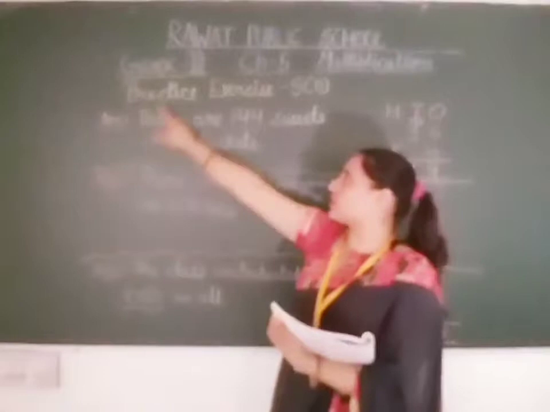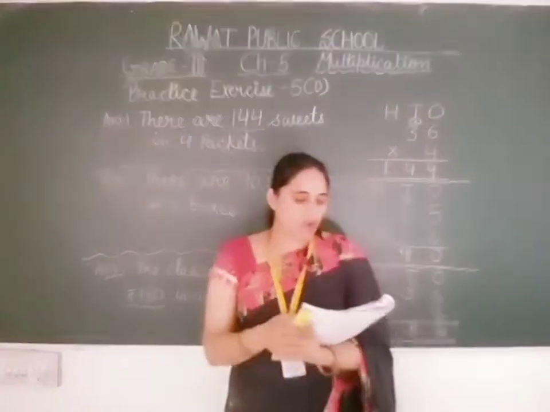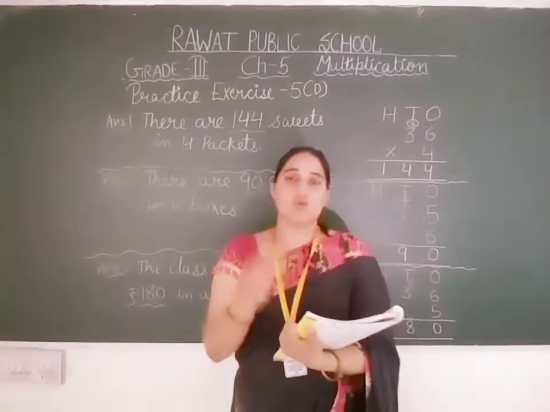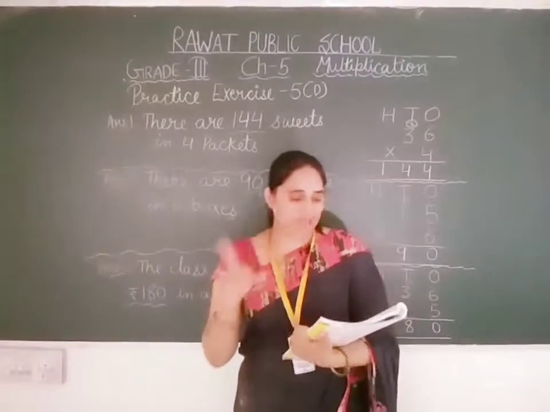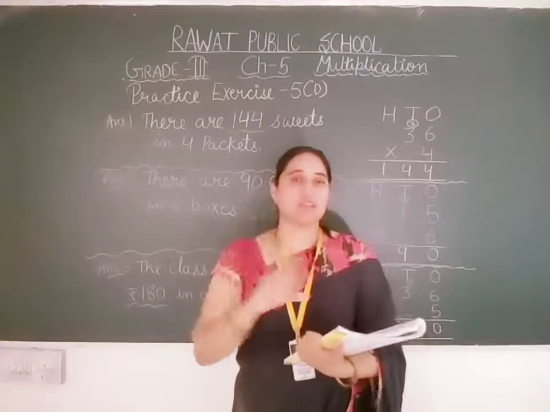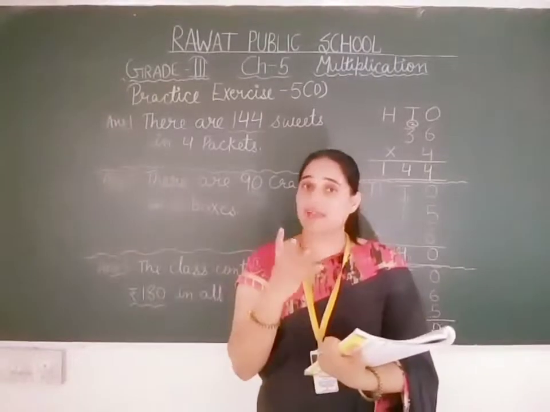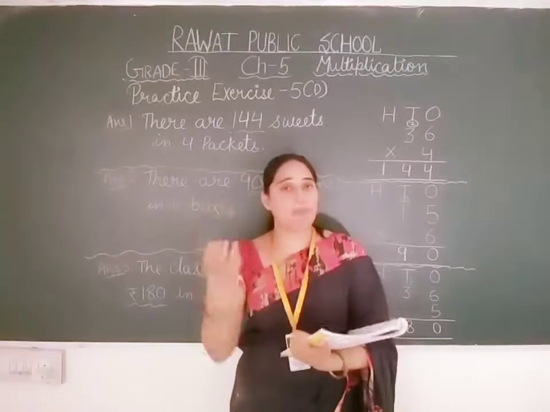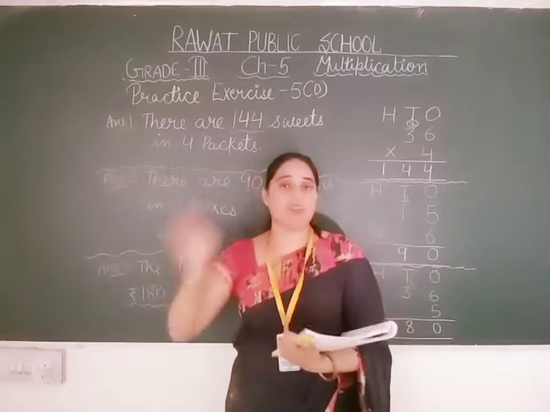So first of all, we talk about practice exercise 5D, question number 1. Rohan bought 4 packets of sweets. Rohan is a child who bought 4 packets of sweets. If each packet has 36 sweets, if in one packet there are 36 sweets, how many sweets are there in 4 packets? Now we have to find out how many sweets will be there in 4 packets.